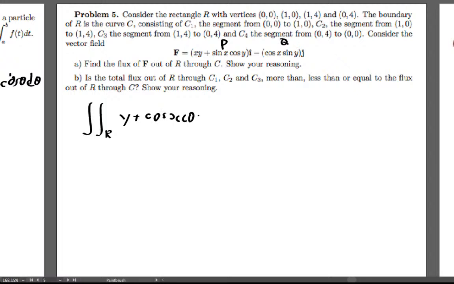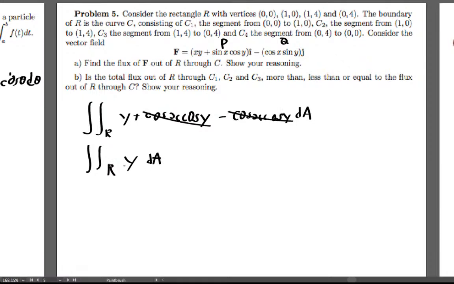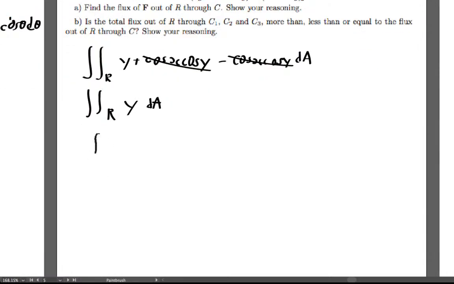Then you add it up with this guy here, evaluate qy, that would be a minus cosine x cosine y of dA. Then you can cross these two up, and you would get the region y dA. So you just need to set up the bounds, which is a pretty easy thing to do.